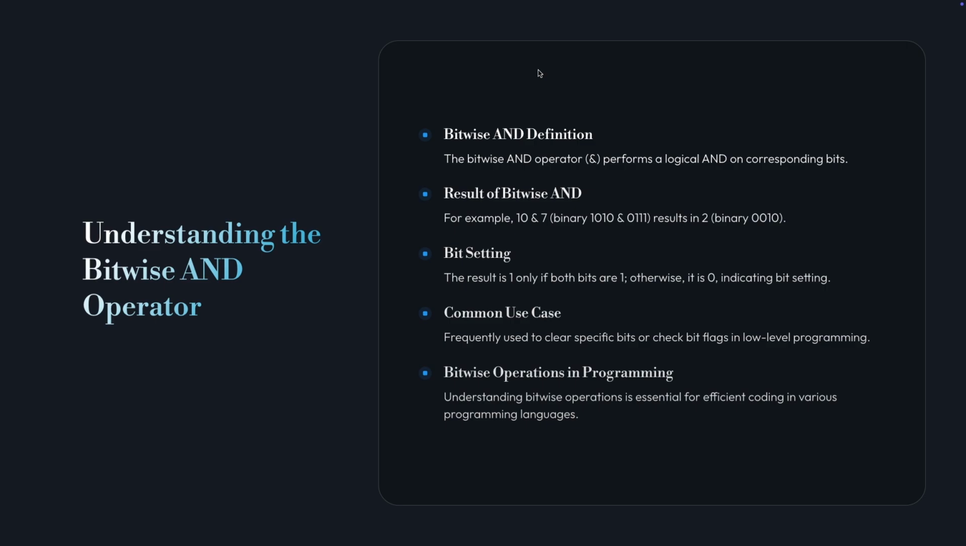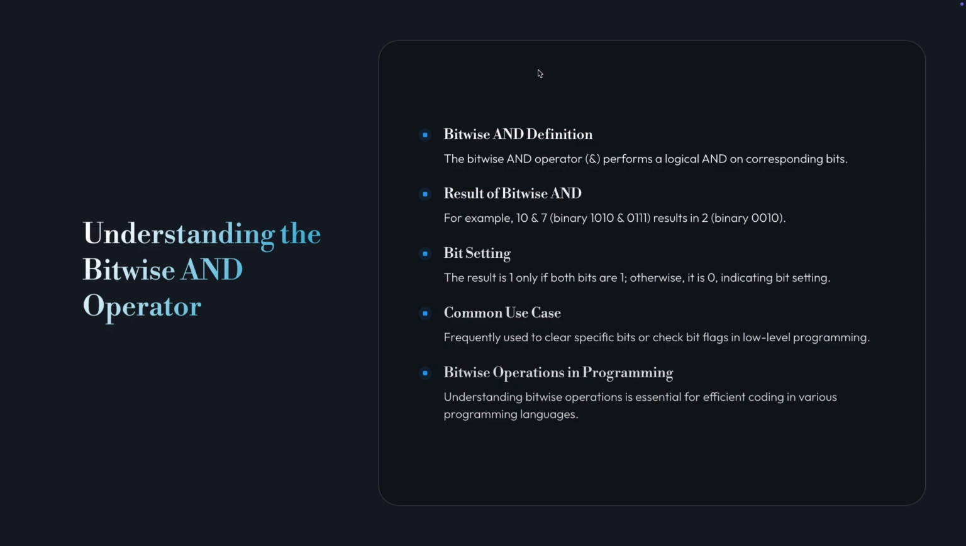So if you compare each position, only in the second position from the right are both bits 1. So the binary result is 0010, which is just 2 in decimal. And what's particularly useful about this, as the sources point out, is how it's often used to clear specific bits, or to check the status of bit flags in lower-level programming. Bit flags, like permissions? Exactly.